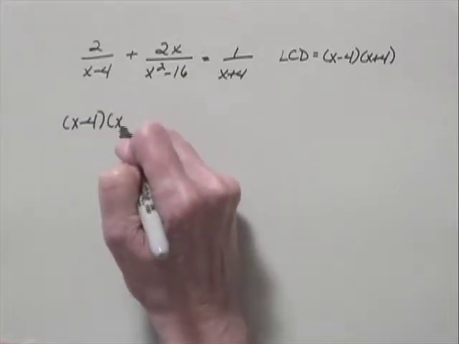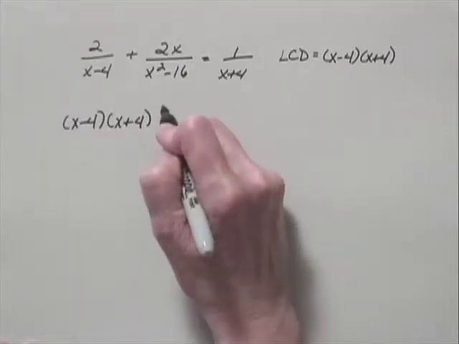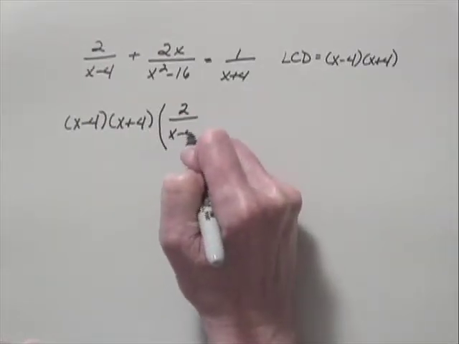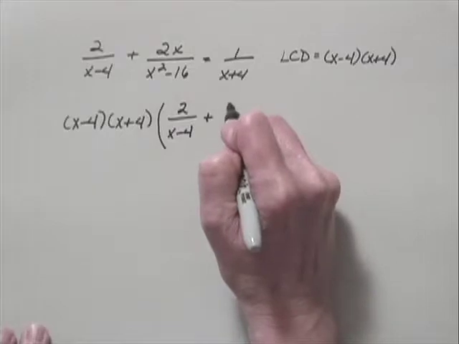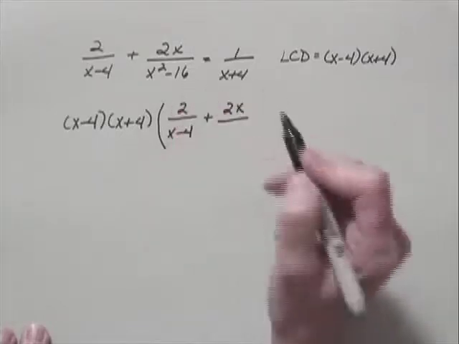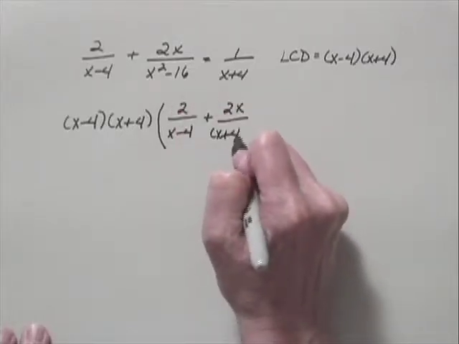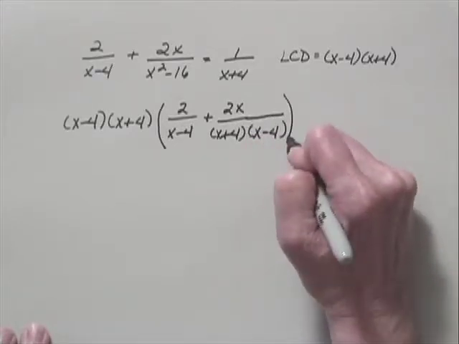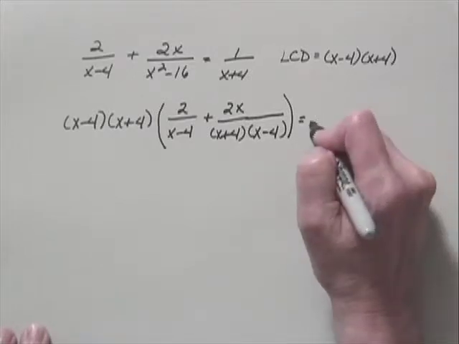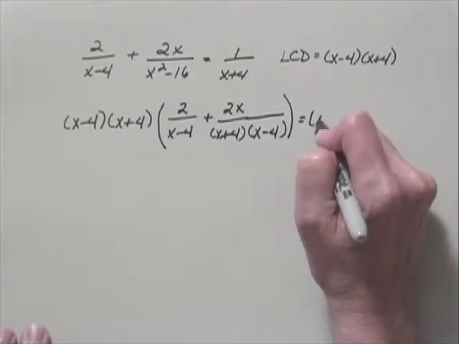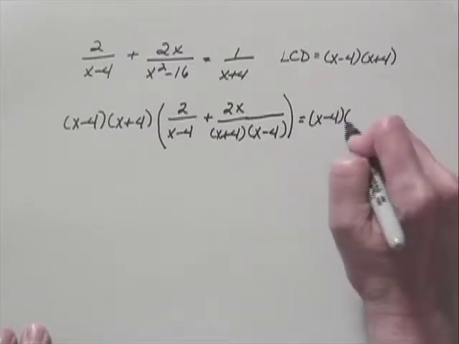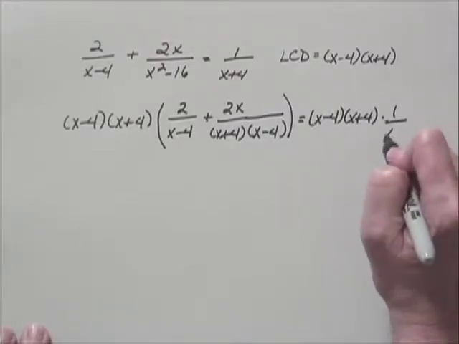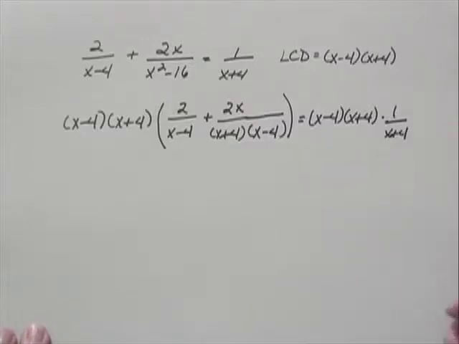x minus 4 times x plus 4, multiplying on the left-hand side, times 2 over x minus 4 plus 2x, and I'm going to write this denominator in factored form, x plus 4 times x minus 4. And that's equal to, multiplying the same way on the right-hand side, x minus 4 times x plus 4 times 1 over x plus 4.